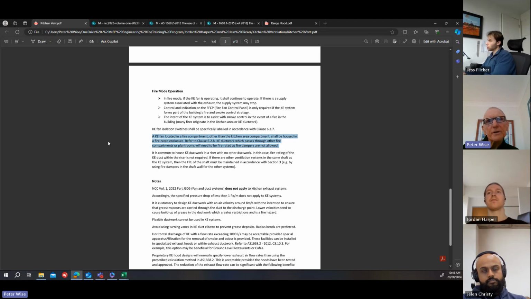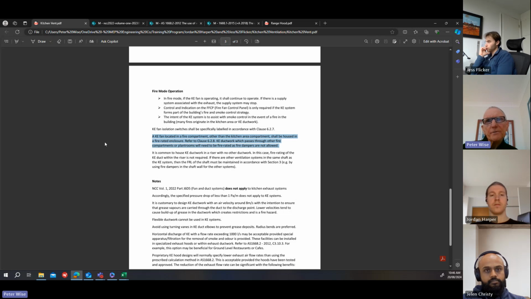But then a fire engineer came in, did some analysis, wrote a report and said it doesn't need to be. So in the end, we didn't have to fire rate it. This is where the fire engineers get involved. Their job is to do an assessment of the fire safety of the building, and then come up with recommendations.